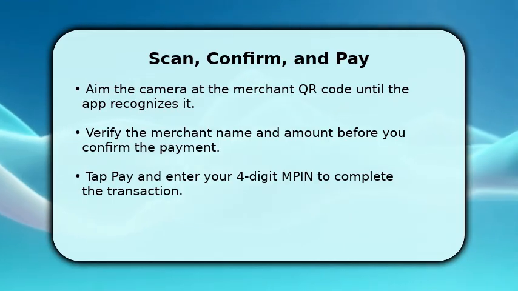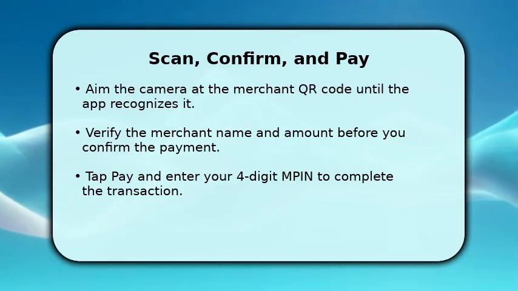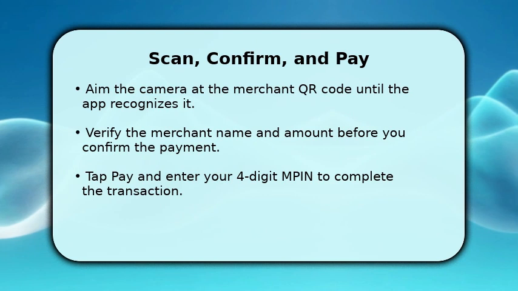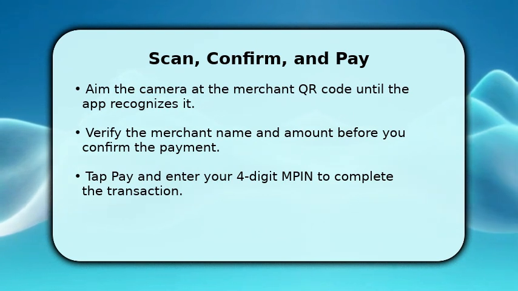Tap Pay and enter your 4-digit MPIN to complete the transaction and authorize the transfer. Wait for a confirmation message and transaction ID on screen to ensure the payment went through. Save or screenshot the receipt for your records if you need proof.